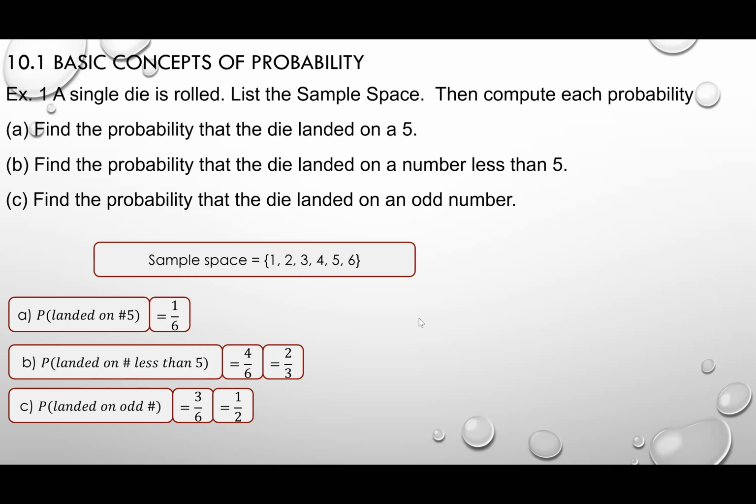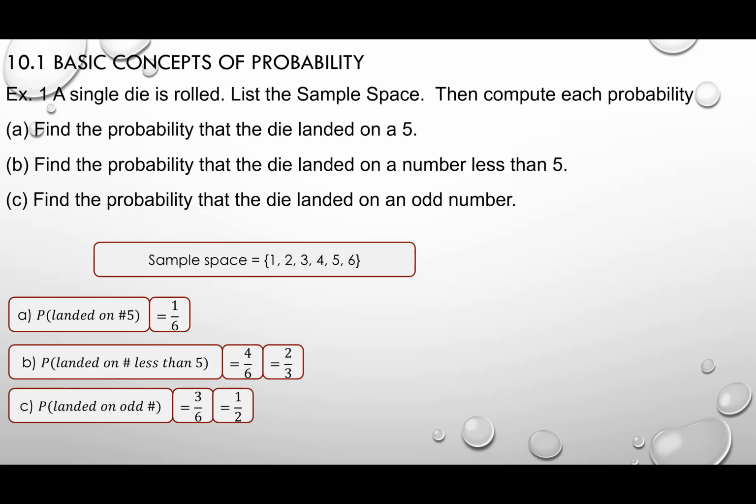Okay, so let's take a look. First of all, what's the definition of probability? The event is what you're looking for, and the sample space is the total possible items in your experiment.